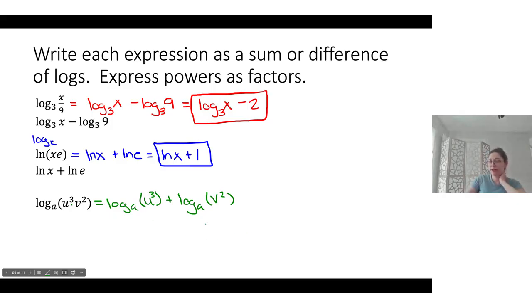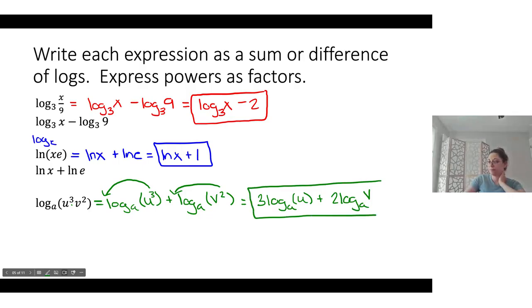Great, so we did our expansion, but we're not quite done. We also want to bring our powers down using the power property. Do that for both of these logarithms. So it'd be 3 times log base a of u plus 2 times log base a of v. And that would be our full expansion.